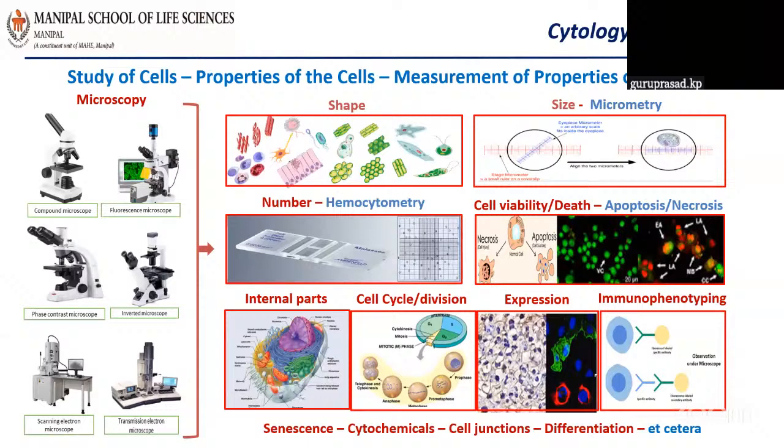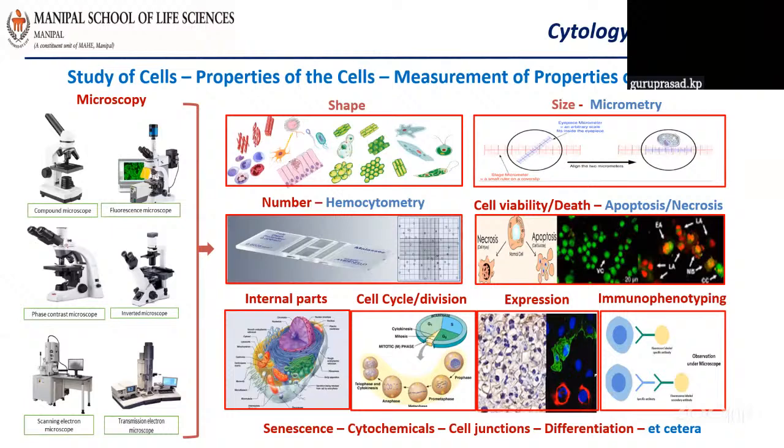Similarly, the second thing we see is the number of cells. We count the cells. For example, if you go to the hospital and give blood, they tell us the number of neutrophils, basophils, eosinophils or lymphocytes. Comparing with the reference number, they tell us whether we have a normal range of these cells or not.